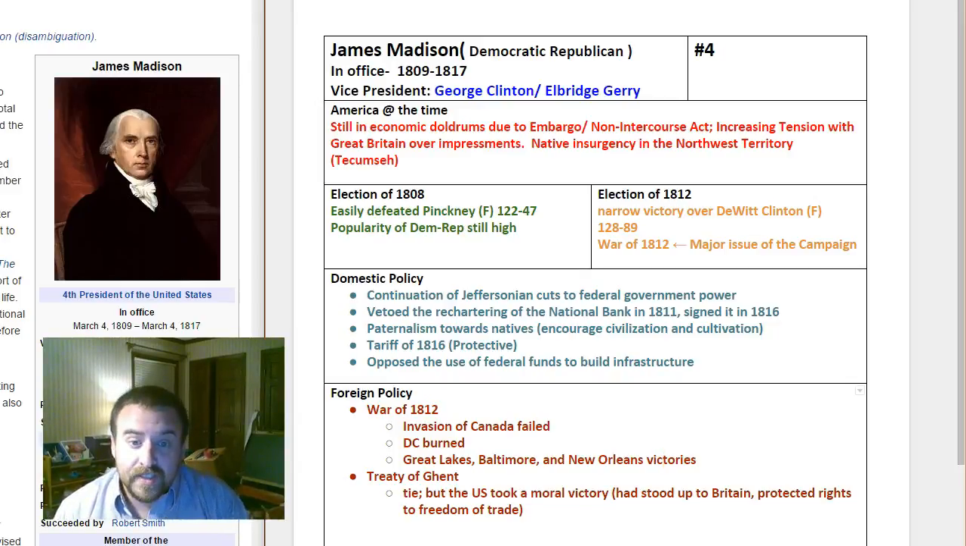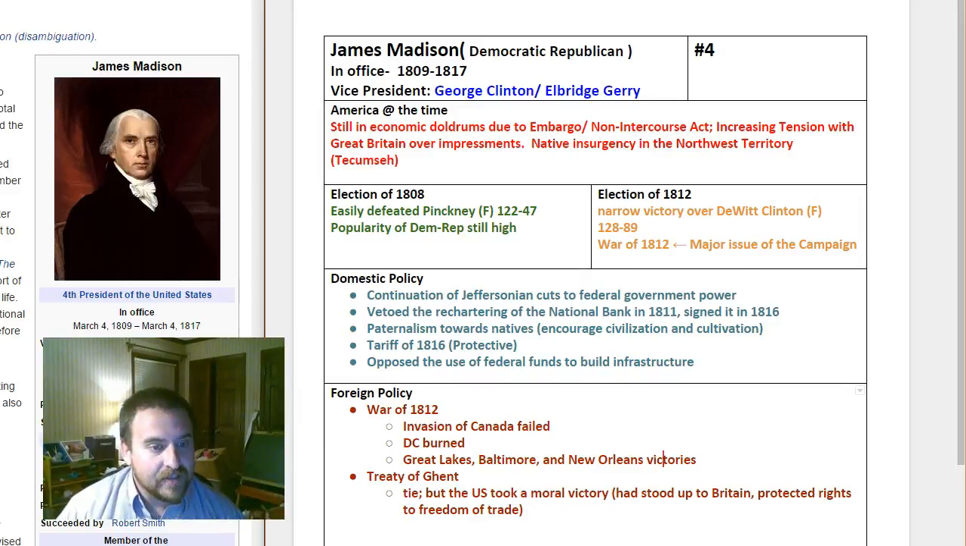His vice presidents, he's also going to have 2. He's going to have a vice president in his first term, George Clinton, which is going to be about 3 years, and then George Clinton, I'm trying to remember why he doesn't serve out his full term, and actually he's going to be there in the beginning of the next term. I want to say he might have passed away. However, Elbridge Gerry is going to be the next vice president, and he'll only serve a year.